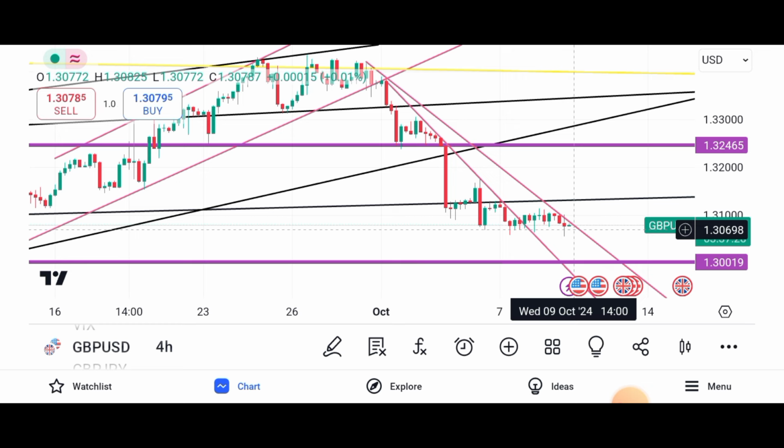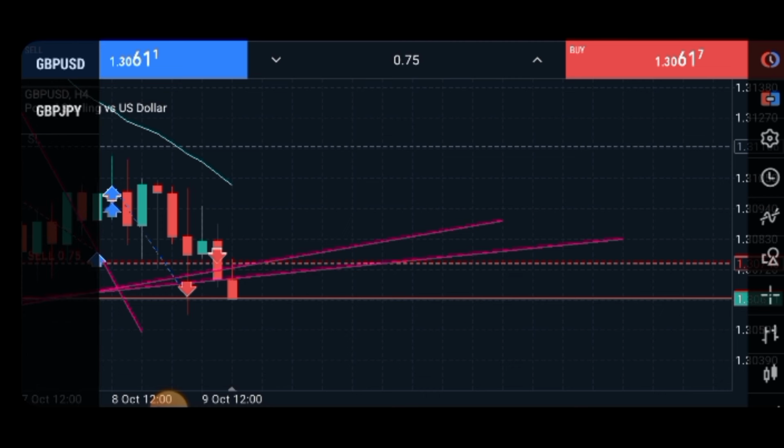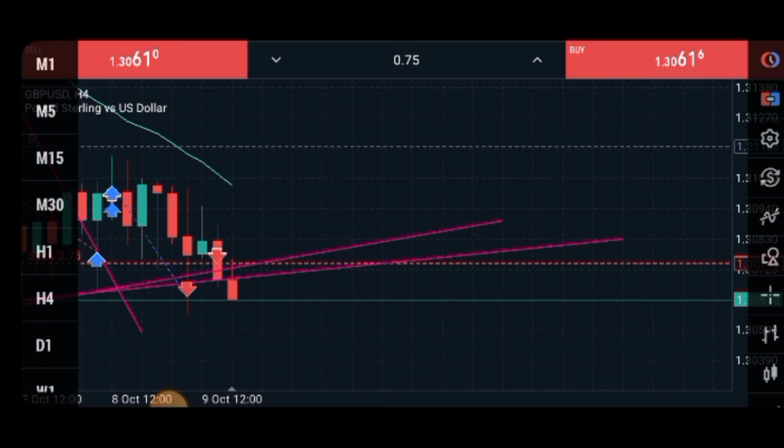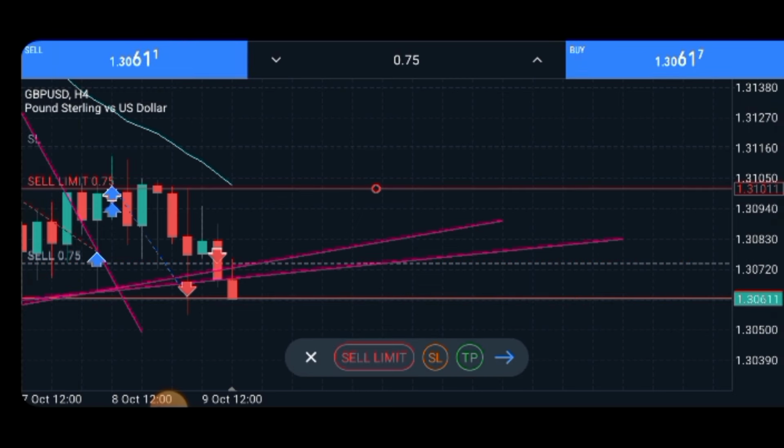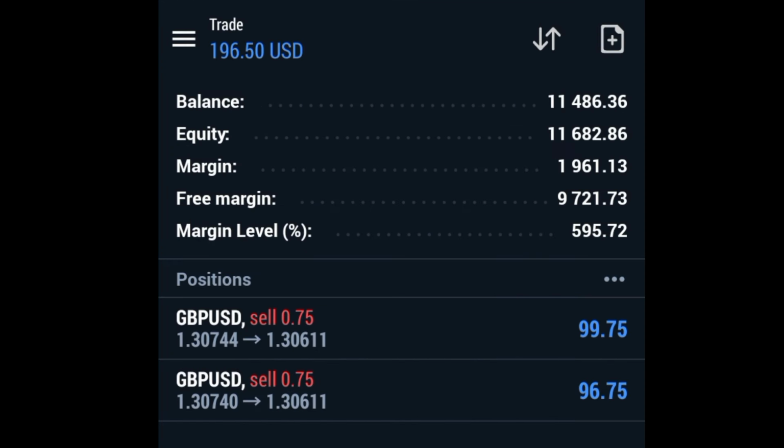Okay, let's go do that. So guys, I've now placed two of my sell orders here. Yeah. So let's see how this trade goes. So guys, now the trades are all in profit, as you guys can see here.